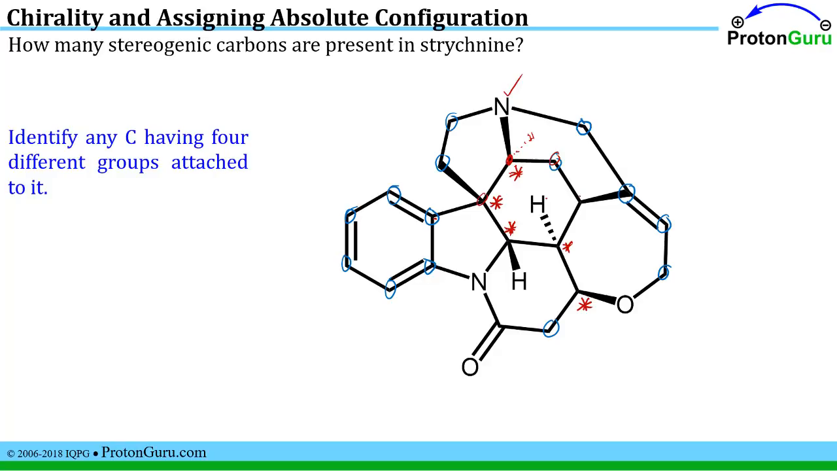Finally, I think the last one we have to check is right here, and we see it has this doubly bound carbon over here. It's got this secondary carbon here, this tertiary carbon here, and something not drawn is the hydrogen. So we have a stereocenter there as well.